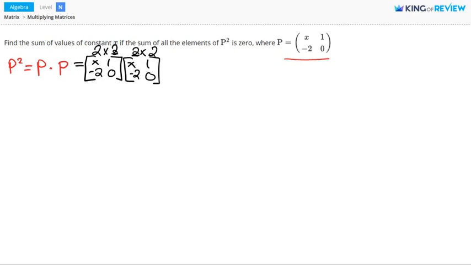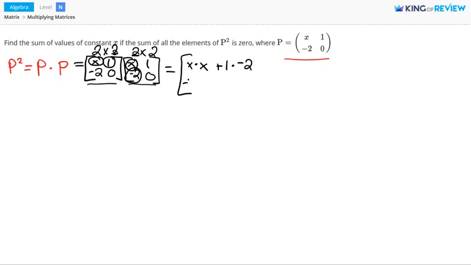To multiply, we're going to multiply corresponding entries in the first row of the first matrix times the entries in the first column of the second matrix, and then add these two products together. So let's set up the math for this multiplication. The first one is going to be x times x plus 1 times negative 2. So how did I get that? I multiplied x times x plus 1 times negative 2. So let's continue in this fashion.